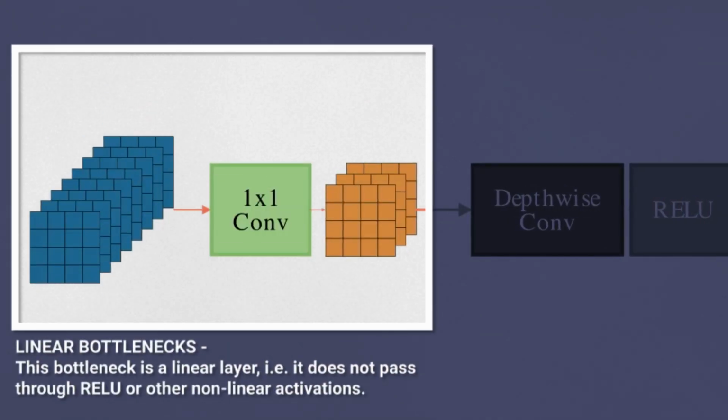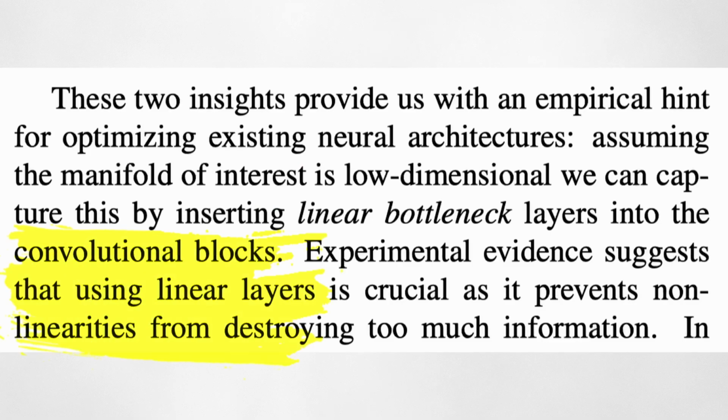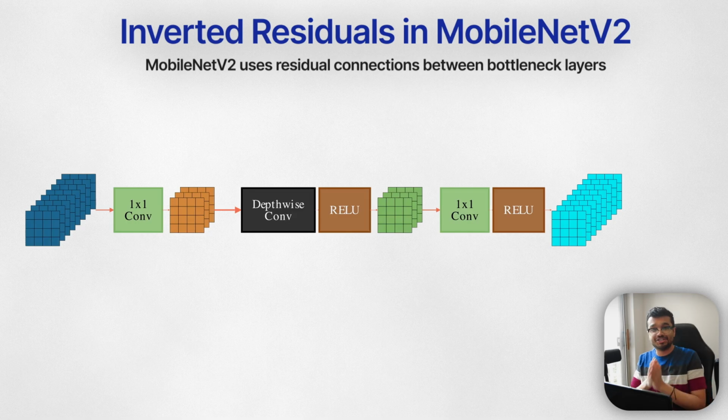If you use ReLU, it will zero out all of the negative values that come out of the dimensionality reduction step, and this can cause the network to lose valuable information, especially if a bulk of that lower dimensional subspace was negative. The second innovation is called inverted residuals.